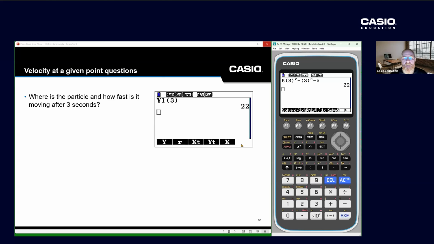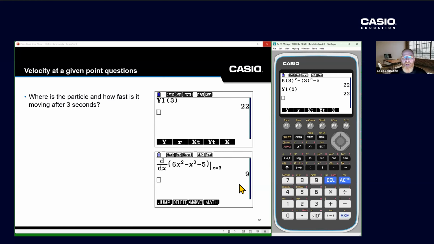Alternatively, because we have sketched the function, we can use graph notation. So this is y1 of 3, equivalent to the function f of x, just doing f of 3. To access your function, you can use the Vars key and Graph. These then list your functions. Y is not a letter, that's actually a function. So that is y1 of 3. That gives me the position of it.